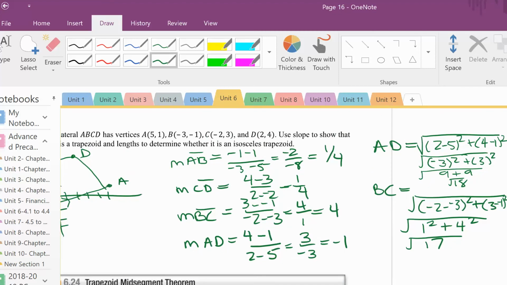And so therefore it is not isosceles, since AD does not equal BC. So it's just a trapezoid, but it's not isosceles.